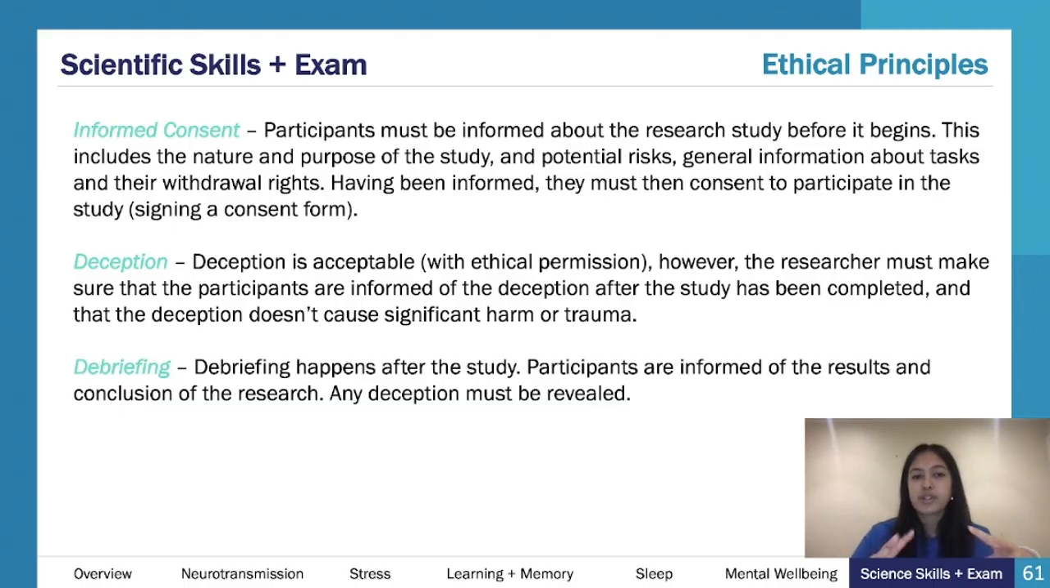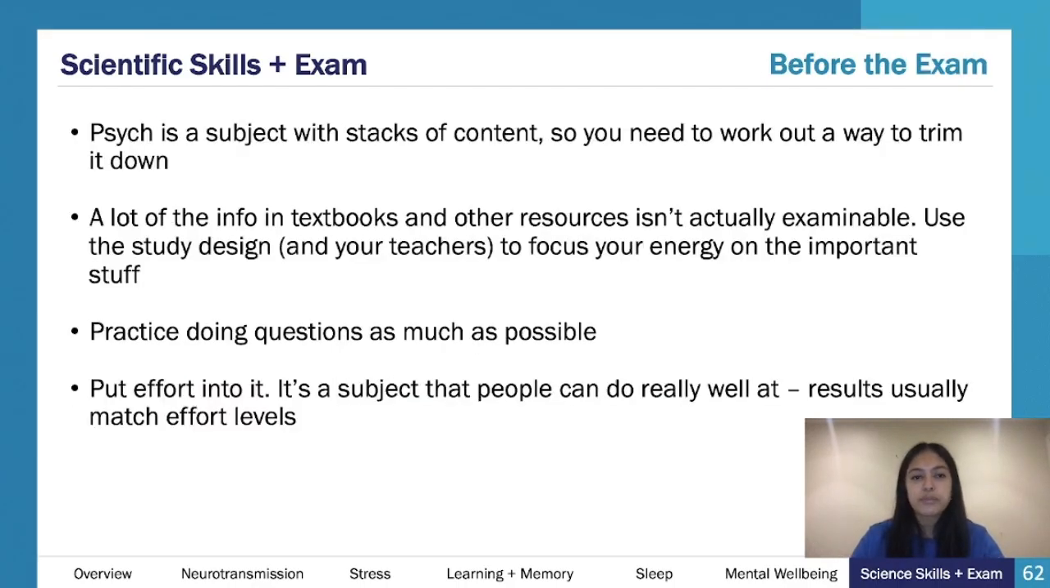Debriefing is what happens after a study. Importantly, debriefing happens after every study. I think it's a common misconception that debriefing only happens after deception. Even if I don't use deception in my experiment, you have to debrief the results. You have to tell the participants what you found, what's gone on, all this sort of stuff.